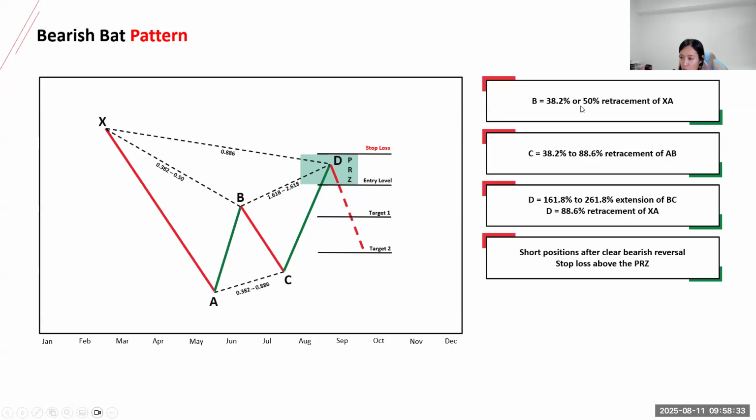B retraces 38.2 or 50%, or sometimes I would just say 38.2 to 50% in between. And D, you can measure from the BC extension, and XA at 88.6%. This is our PRC zone. Take profit: you measure from A to D, TP1 at 38.2%, TP2 at 61.8%.